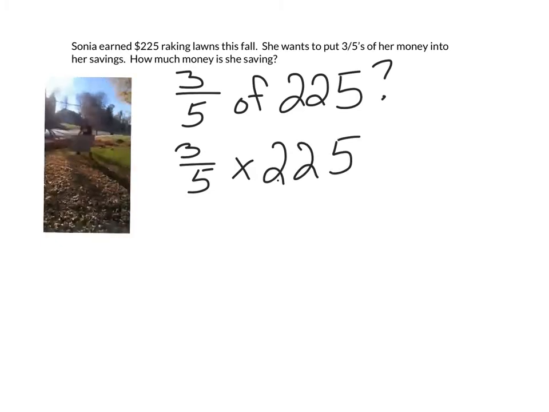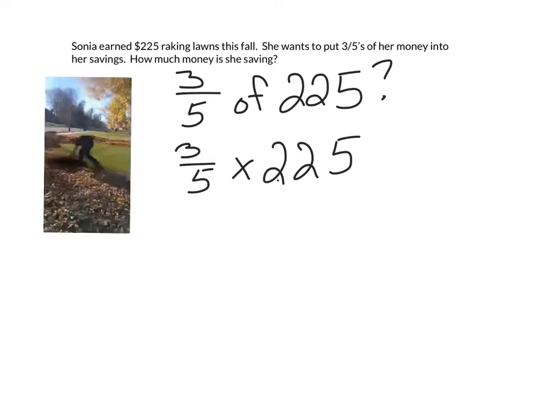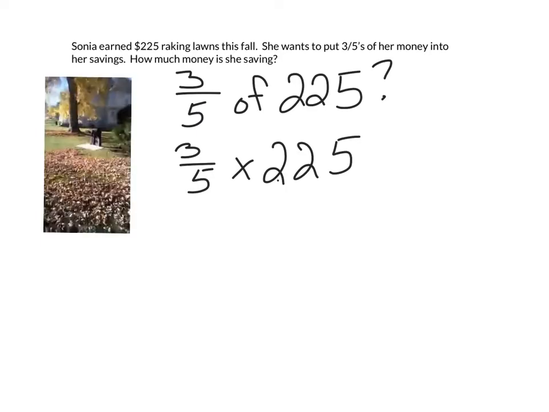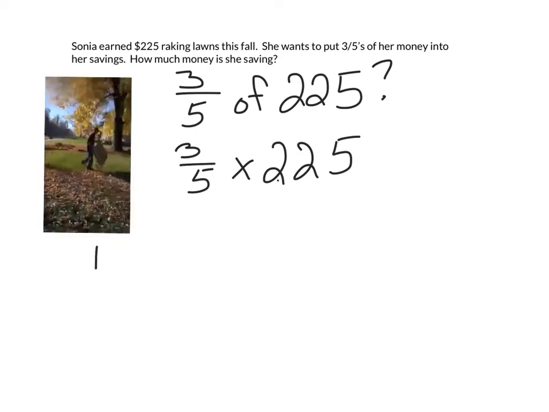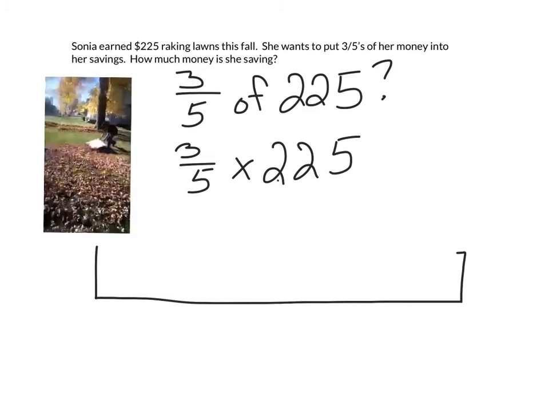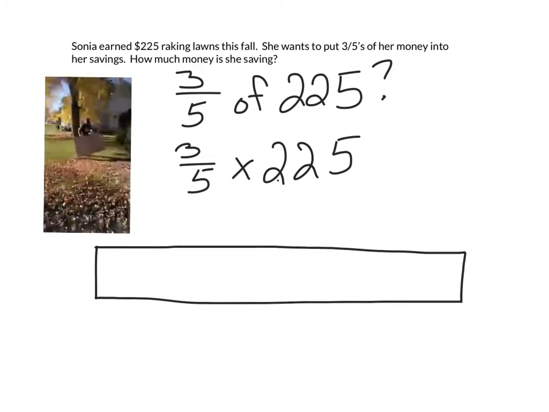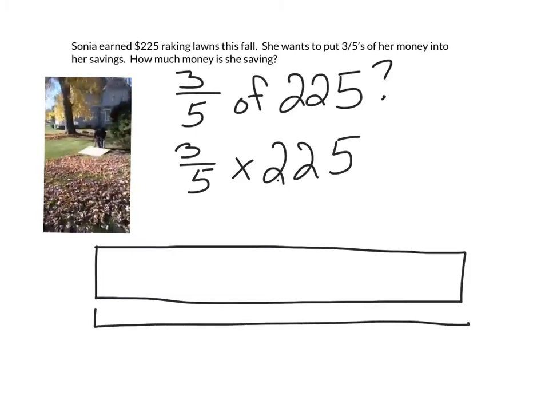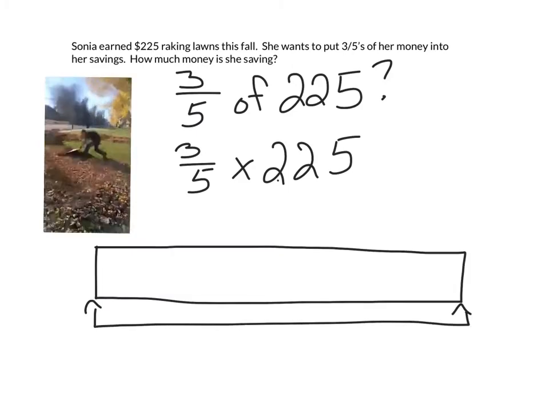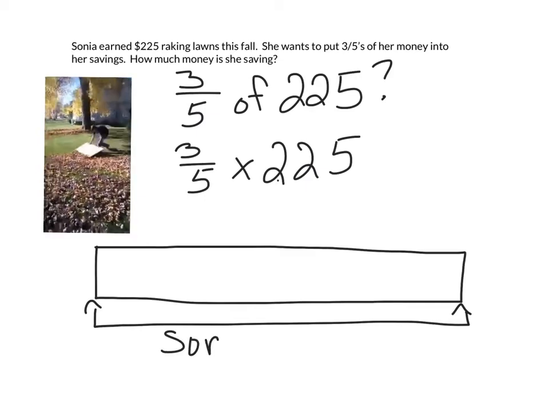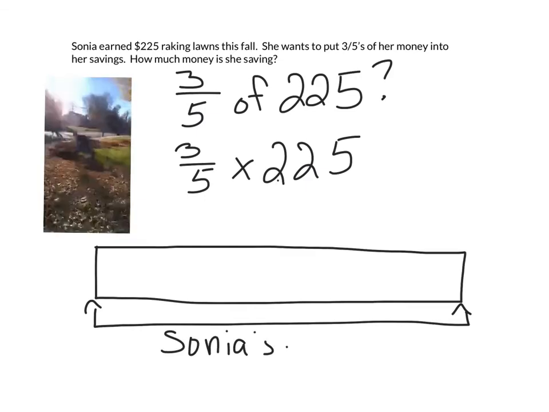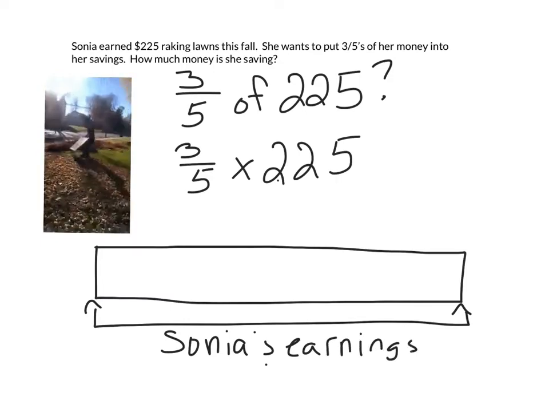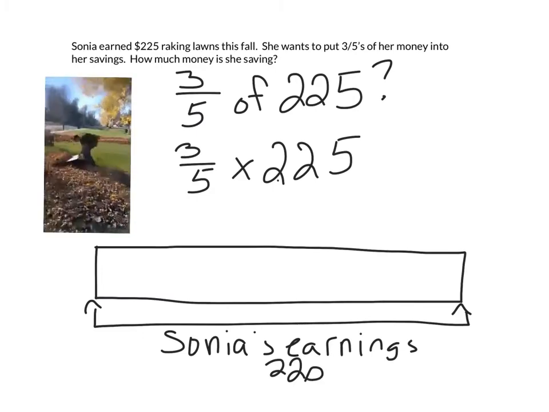The first strategy that I'm going to introduce today is just called the bar model. So what I'm going to do is, if we think about our bar, which is just going to be this big huge box, it is going to represent our whole. So in this case, the whole represents Sonia's earnings. So in this case, the entire thing is worth $225.